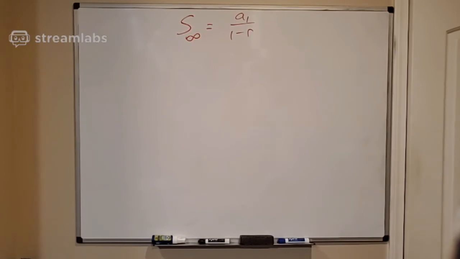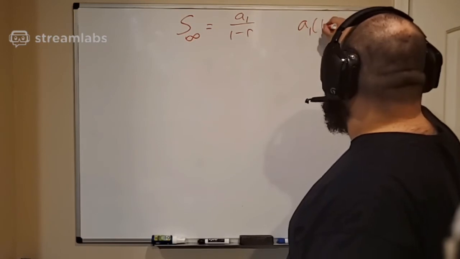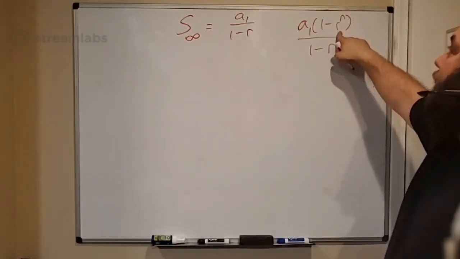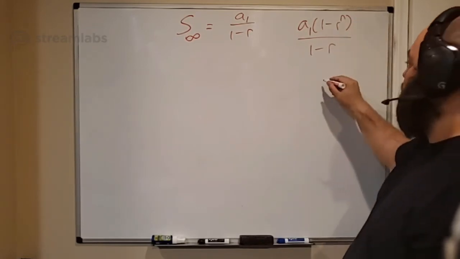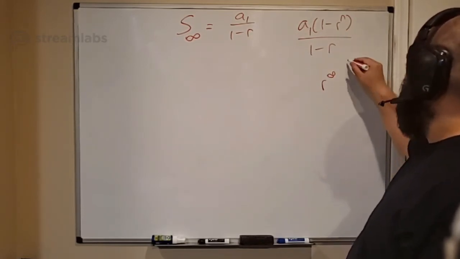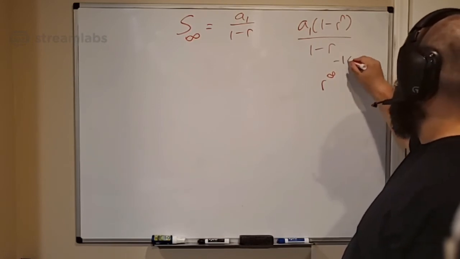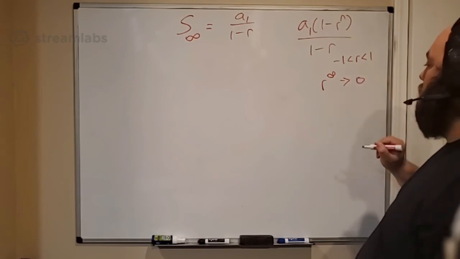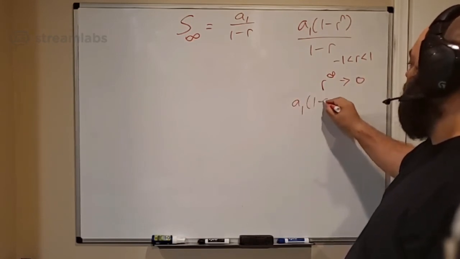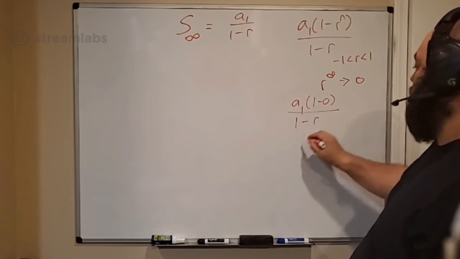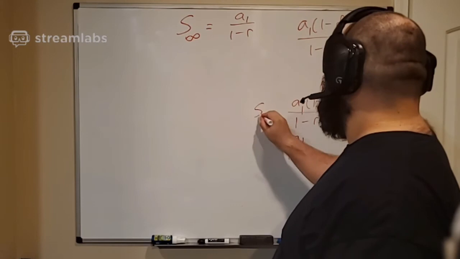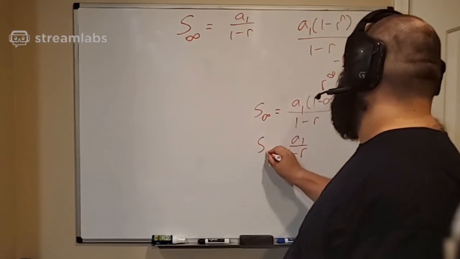Remember that if we had a1, 1 minus r to the n over 1 minus r, and r is a small fraction, if -1 is less than r is less than 1, then r to the infinity goes to 0. So we're left with a1, 1 minus 0 over 1 minus r, which is just a1 over 1 minus r. So the sum to infinity. That's our simplified formula.